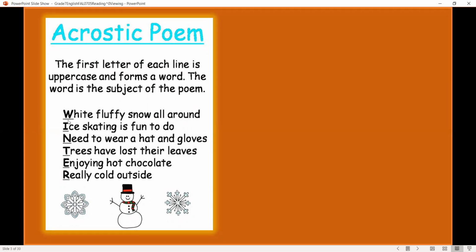Okay, so white fluffy snow all around. Ice skating is fun to do. Need to wear a hat and gloves. Trees have lost their leaves. Enjoying hot chocolate. Really cold outside. So it doesn't rhyme, but it does talk about winter.